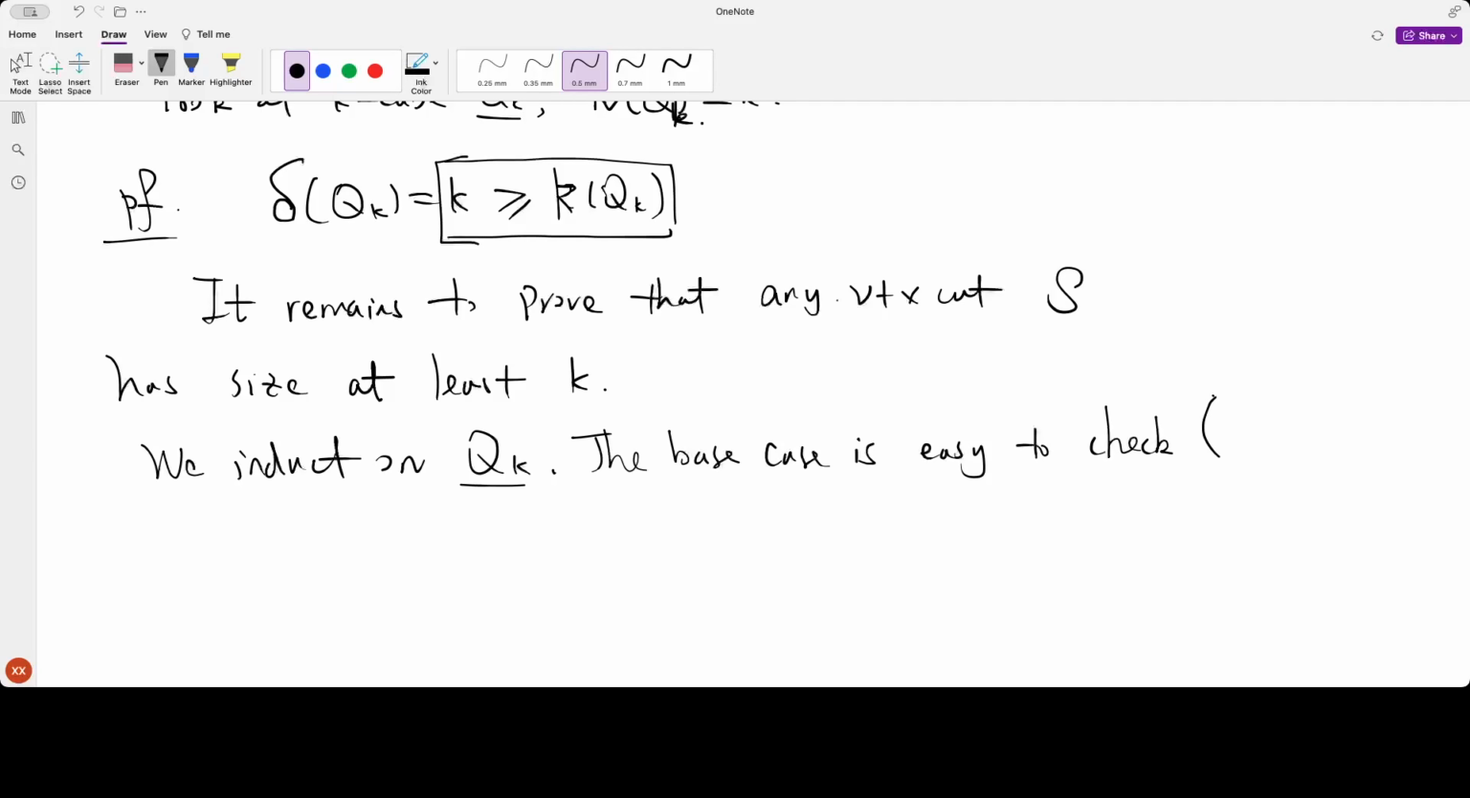So you think about it. Why is it easy? In fact, for the base case you can consider Q1, and it's pretty easy. Okay, so you have two vertices and one edge.